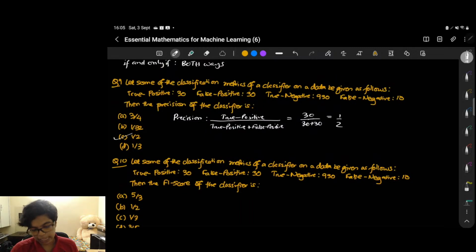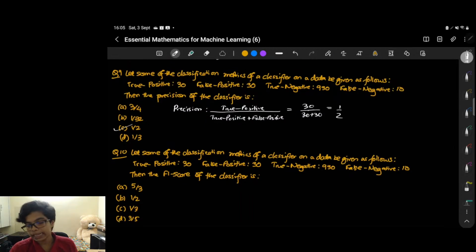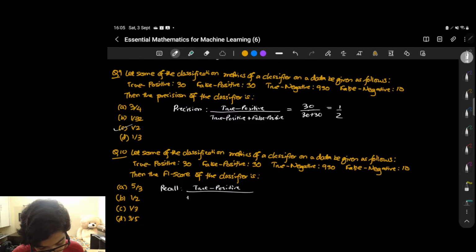Next question, we have the same data as the previous question, but in this we need to find out the F1 score. Before finding the F1 score, we need to find what is called recall. Recall is true positive over true positive plus false negative. So this is 30 over 30 plus 10, that's 3 over 4.